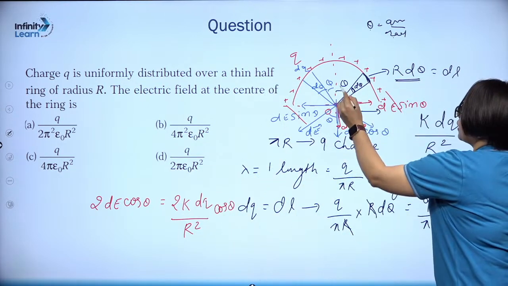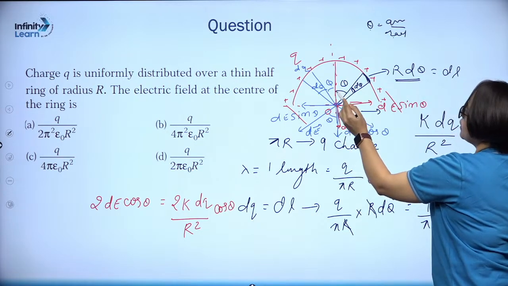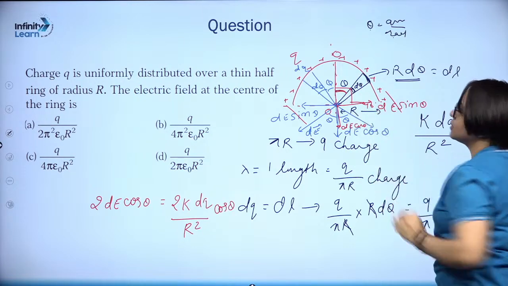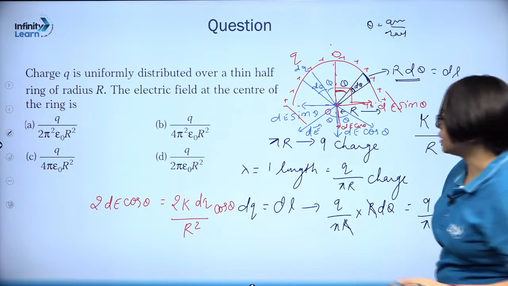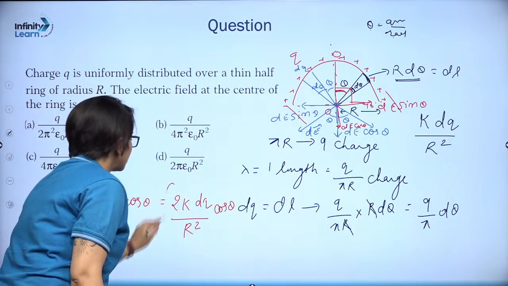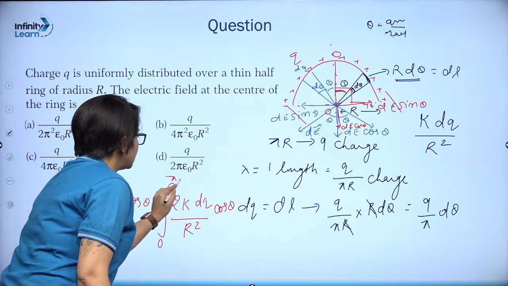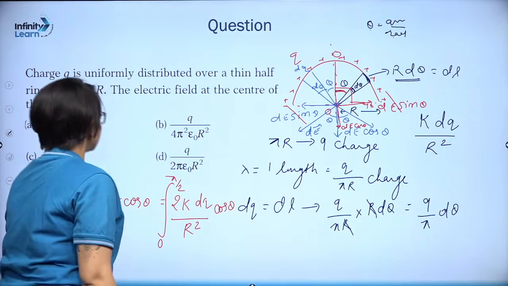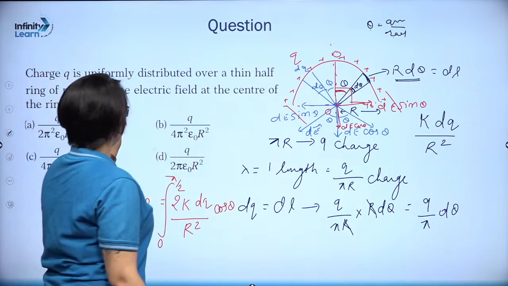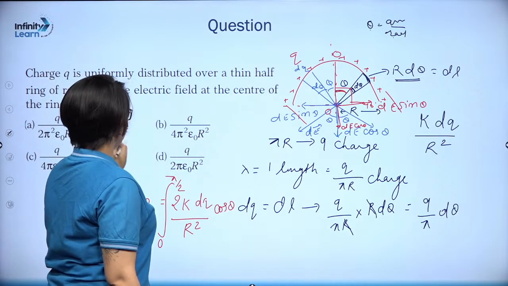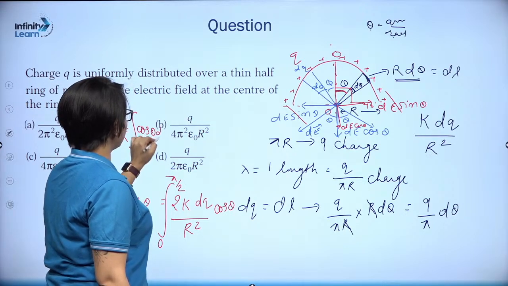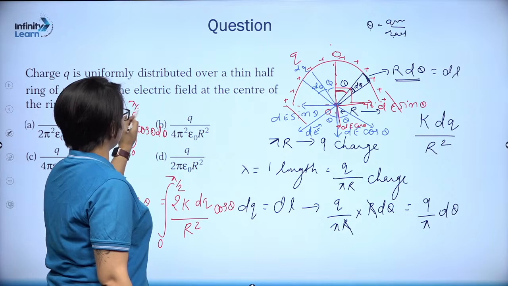Now this theta can vary from, we are taking theta with respect to this. So it can go from 0 degree to 90 degree like this. So the limits of the angle will be 0 to 90 degree, right? So once I integrate this thing, I'll get my total electric field from 0 to pi by 2. Right, so this is 2k upon r square, dq is q upon pi, and d theta, so it will be cos theta d theta from 0 to pi by 2, right?